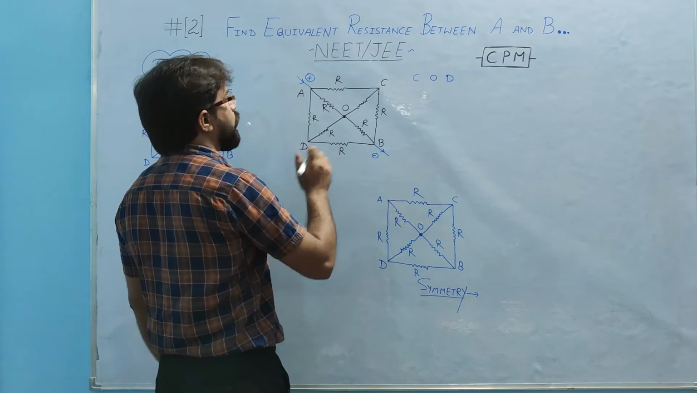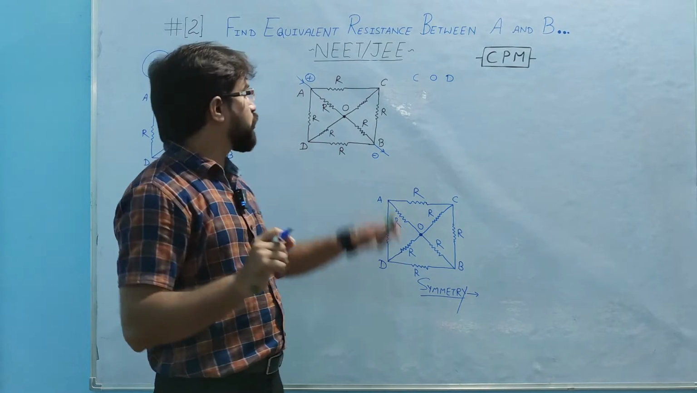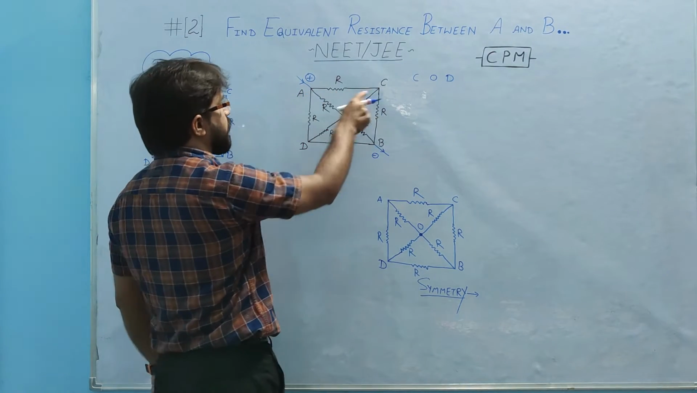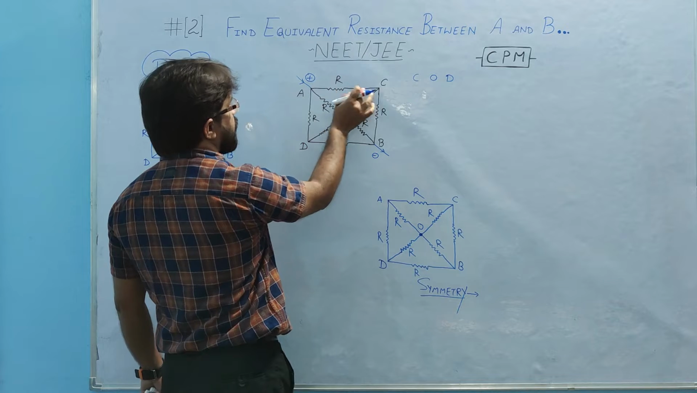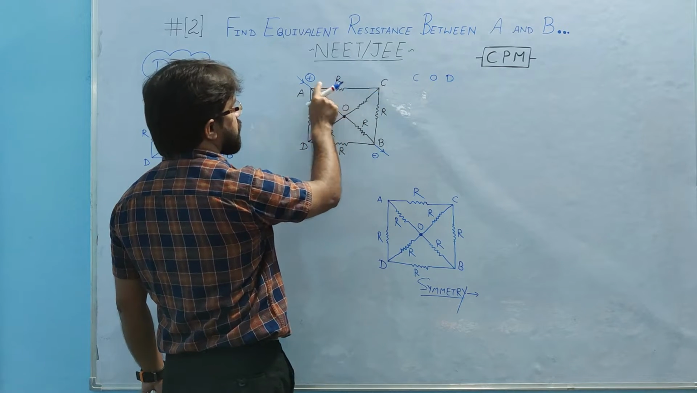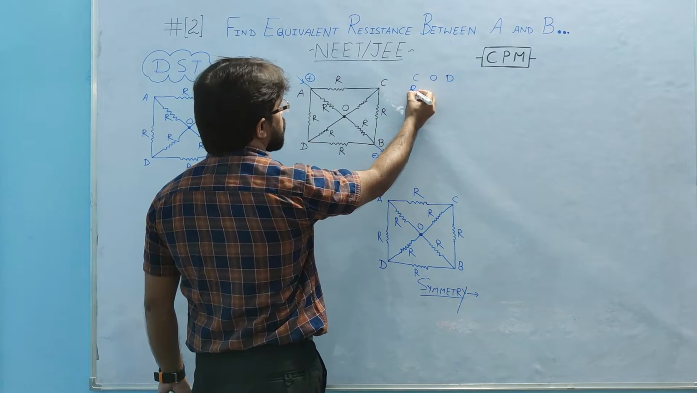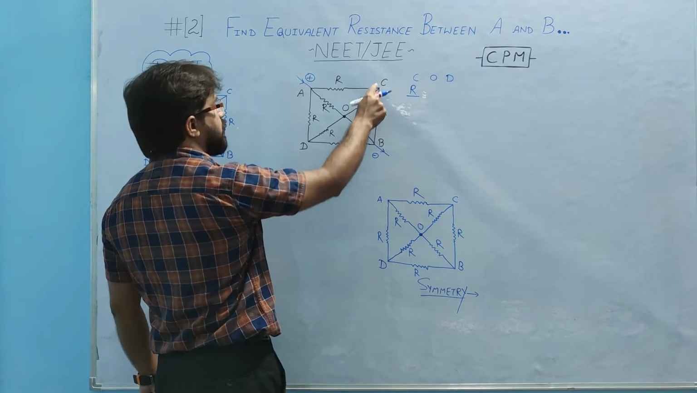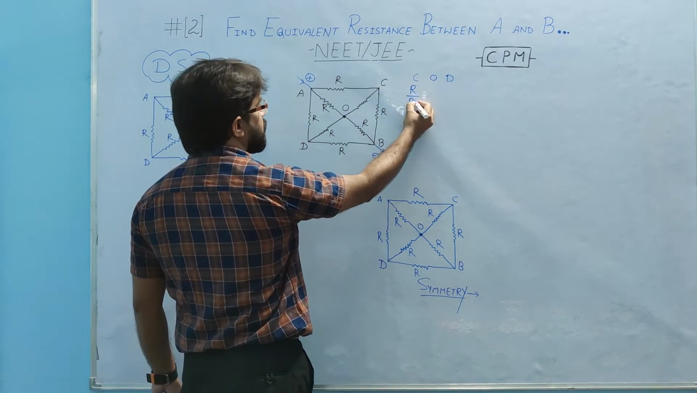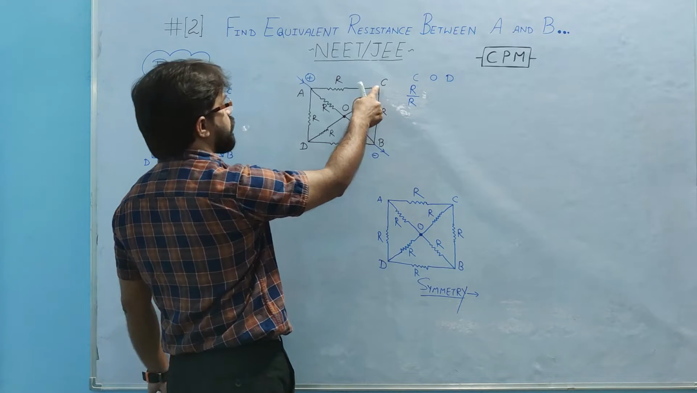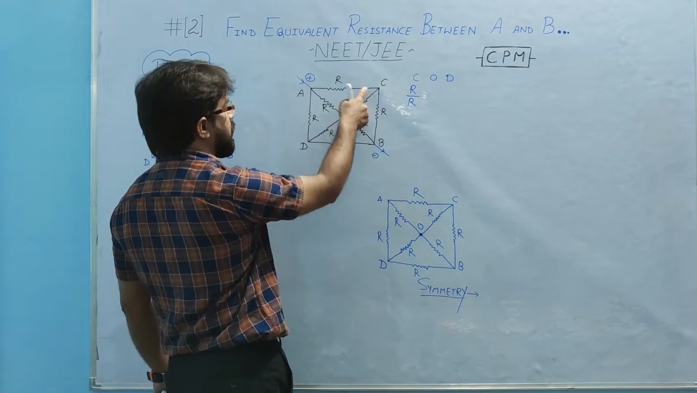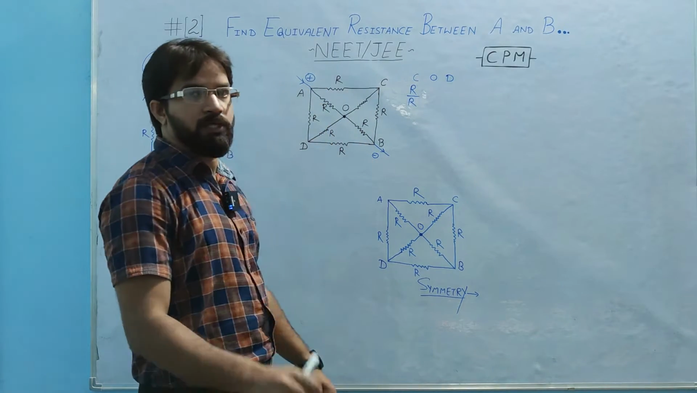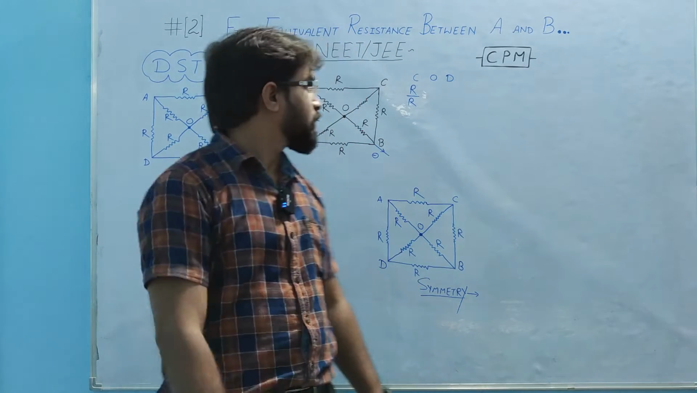So what we do, we will go from point C to A in terms of resistors. How many resistors are there? Shortest path we will choose, R, only one resistor. C to B, again only one resistor. You can go from C like this to B, but that would be a lengthy way. Shortest path we are supposed to choose.